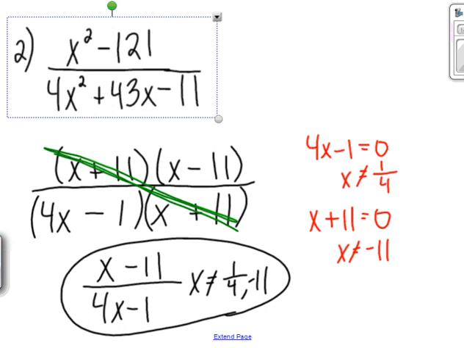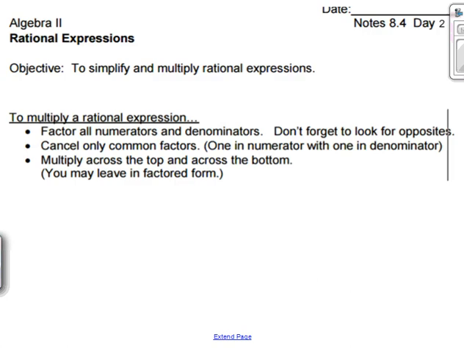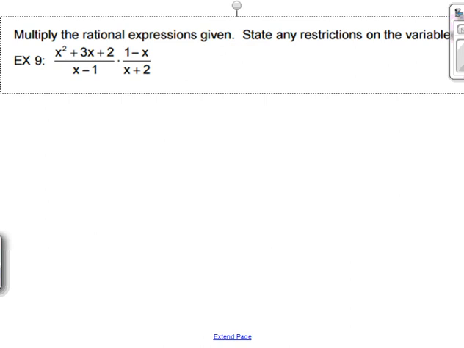So hopefully you did okay. Some more challenging factoring ones. Today is very similar. What's going to mess you up a little bit is maybe forgetting to come up with these domain values. So we're actually going to multiply the rational expressions. The steps are very similar to what we did yesterday. So I'm just going to go right into it.